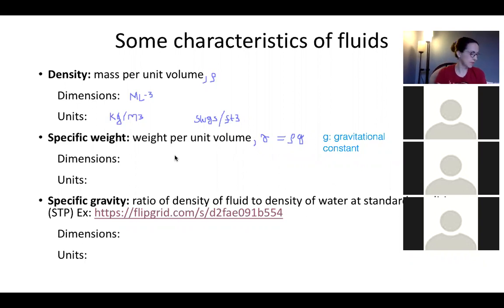And then specific weight has fundamental dimensions of force over volume. So again, force times a length scale to the minus three power. And in SI units, that's Newton per meter cubed. And in the British gravitational system, that's pounds per cubic feet.